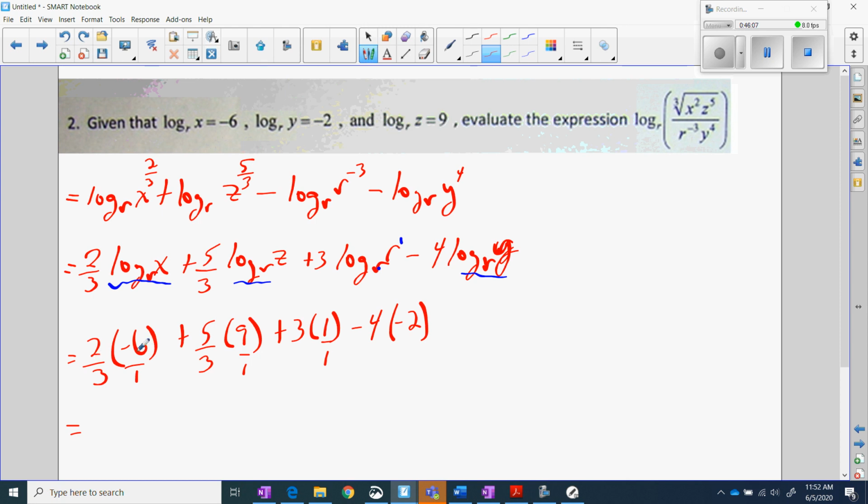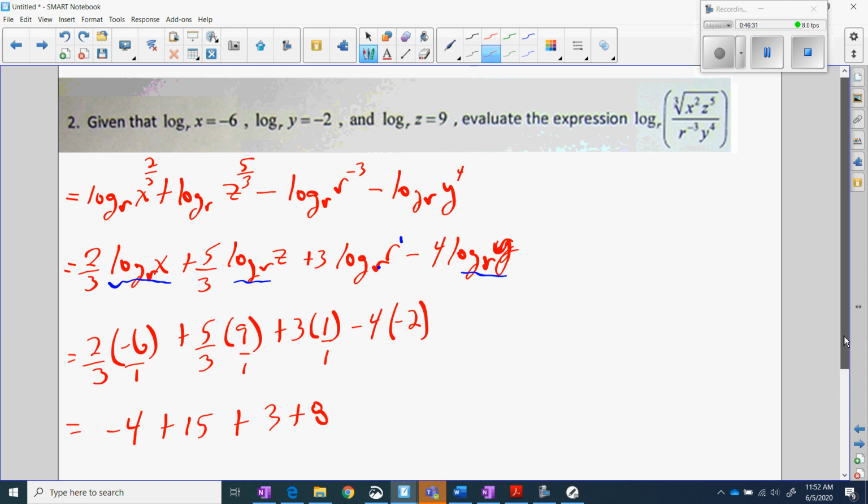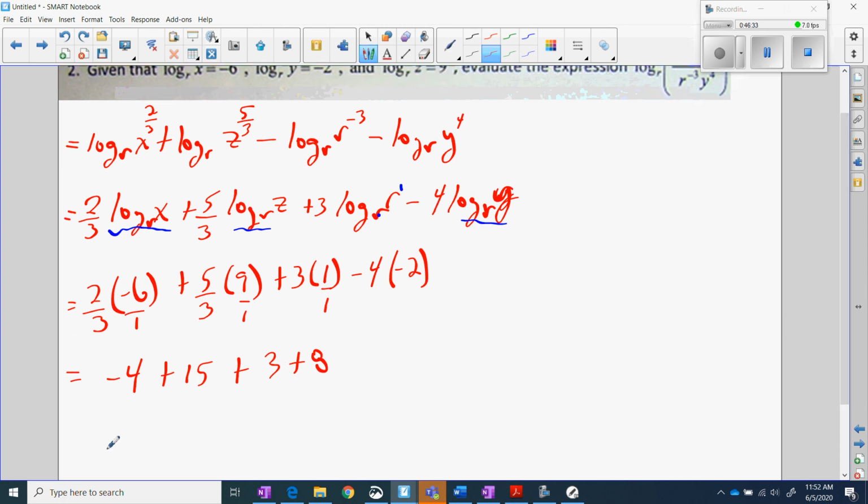This will be negative 12 over 3, negative 4. This will be 5 times 9, which is 45 divided by 3. That'll be plus 15. 3 times 1 is 3. Negative 4 multiplied by a negative 2 will be a plus 8. So that gives me 15, and 3 is 18, and 8 is 26, and a negative 4. This expression is equal to positive 22, which is the correct answer. I checked it before we started, so I know I didn't make a mistake. That is your correct answer.